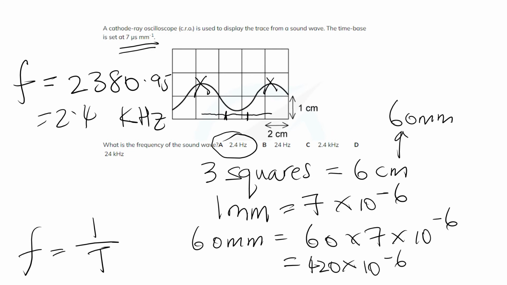And then because this is the period, you want to work out the frequency. And frequency is 1 over T. And so we end up with 2,380.95 hertz, which rounds up to 2.4 hertz.